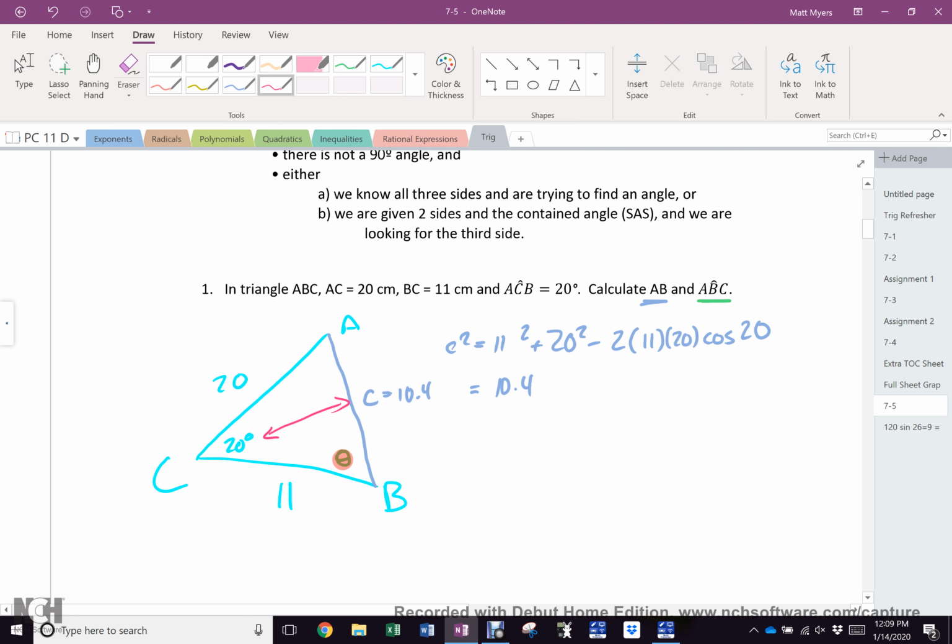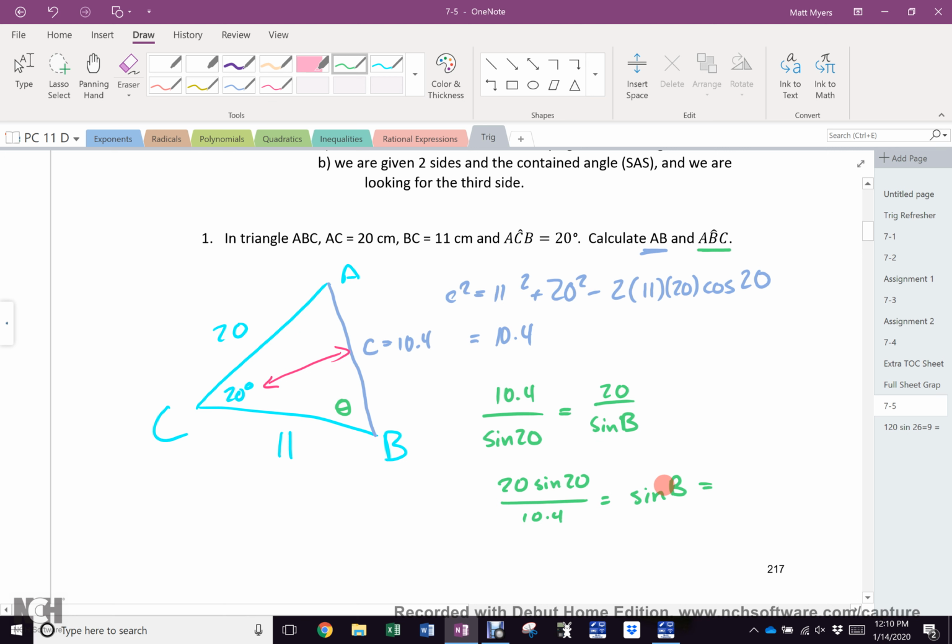So if I wanted to find this green theta here now, I could use sine law, couldn't I? Let's do so. So that would be, and I'll work that in green, 10.4 over sine 20, yes? Would equal what? I would do sine x over 20, or 20 over sine x, either or. 20 over sine b, right? So it would be 20 sine 20 over 10.4 would equal sine b, right? So let's do that, and after you shift sine, tell me what b is.